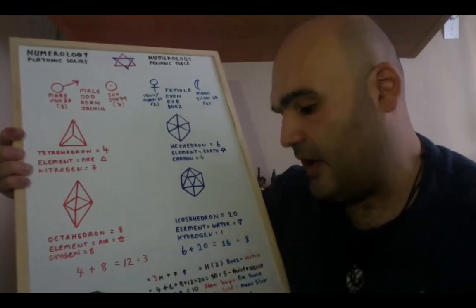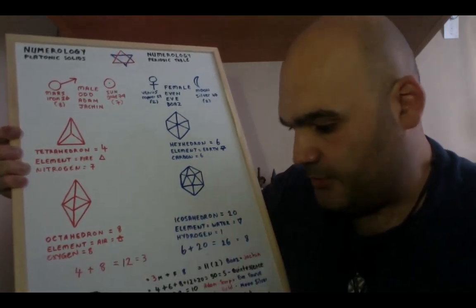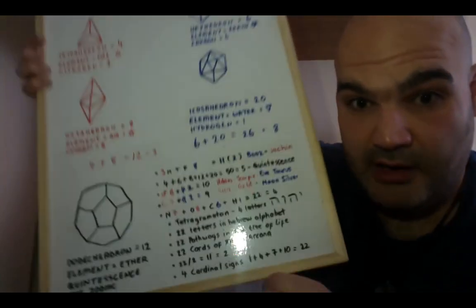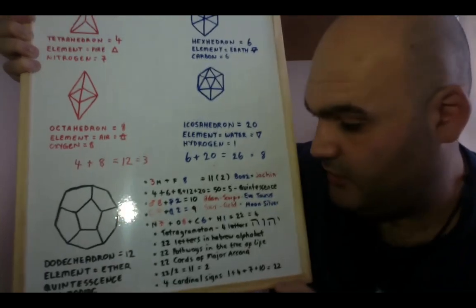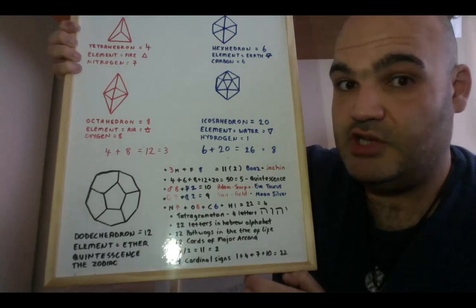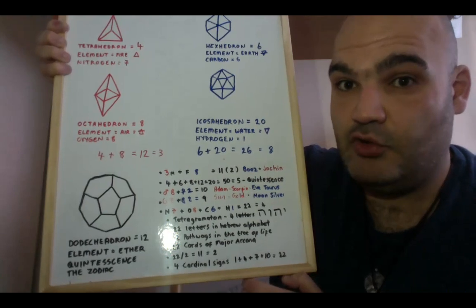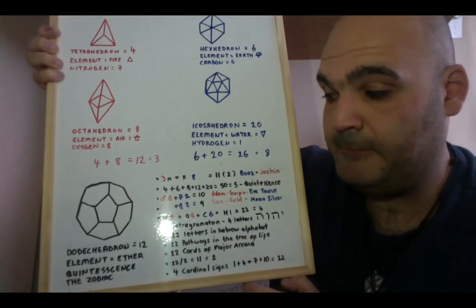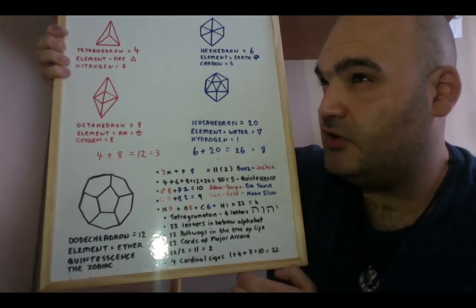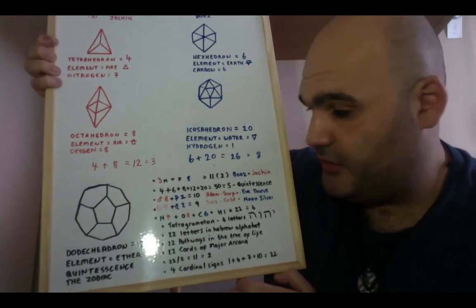So then when I add all the numbers of those 4 elements, 7 plus 8 plus 6 plus 1, it equals the number 22. And like I just showed you in my screen sharing, 22 is the amount of letters in the Hebrew alphabet. It's the 22 pathways of the tree of life, the 22 cards in the major arcana of the tarot as well.